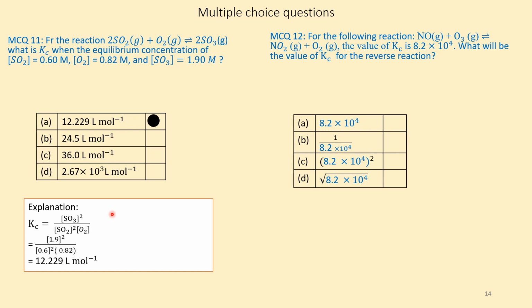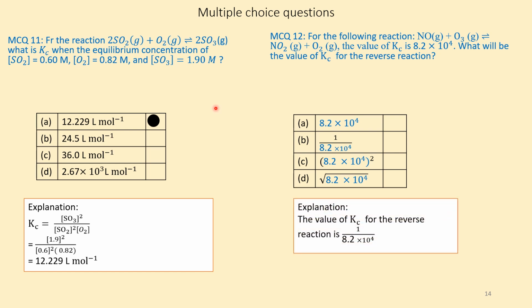For the following reaction, NO + O3 ⇌ NO2 + O2, both the left-hand side and right-hand side are gaseous. The value of Kc is given as 8.2 × 10^4. What will be the value of Kc for the reverse reaction? We know that for the reverse reaction it is the reciprocal of Kc. Therefore, the value of Kc for the reverse reaction is 1 over 8.2 × 10^4, given in option B. Please mark it.